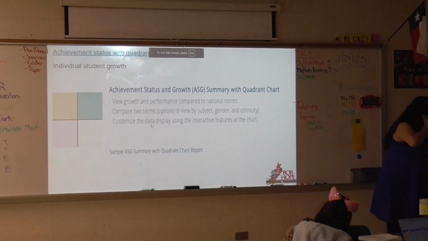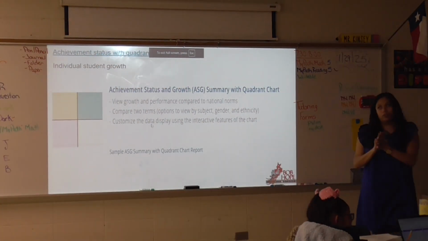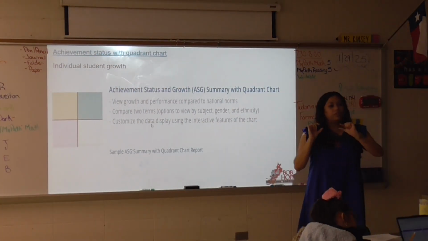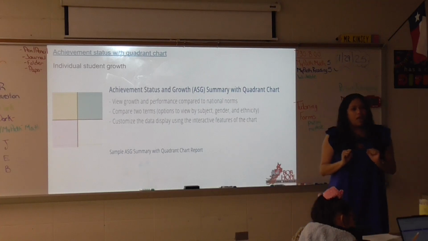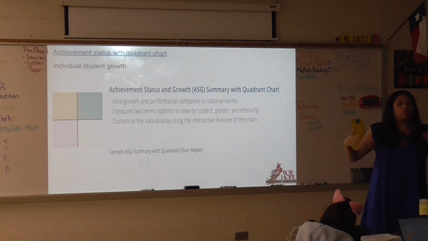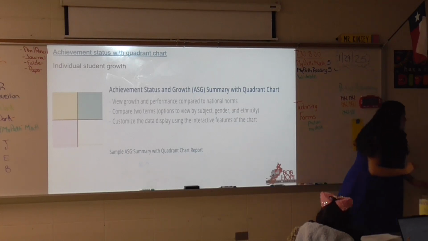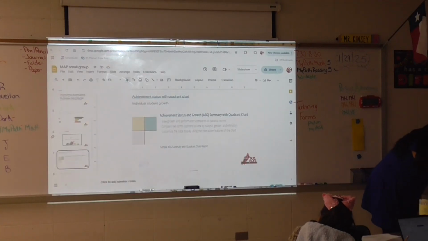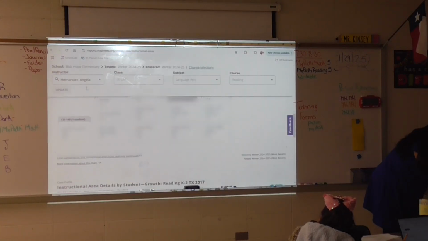Here's the other piece where it's very beneficial to see if each of your students individually are growing and also to see how you're doing. It's kind of like a report card as a teacher. Are my kids meeting their goals? Are they growing? Not growing? How fast are they growing? So the achievement status quadrant, I'm going to show you how to get there.